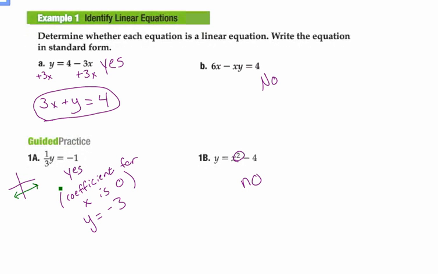To make sure that we understand this is a linear equation, later when we graph this, this is what that equation is going to look like. So it is a line. It's just a horizontal line. 1b, we should have said no, because stipulations, they both have to have the power of 1. We have a power of 2 here. This is not going to form a line.